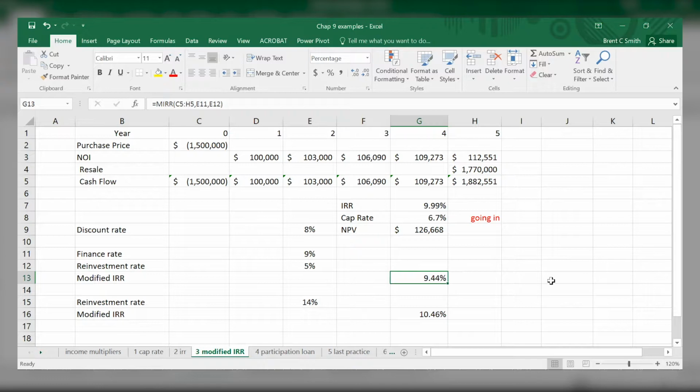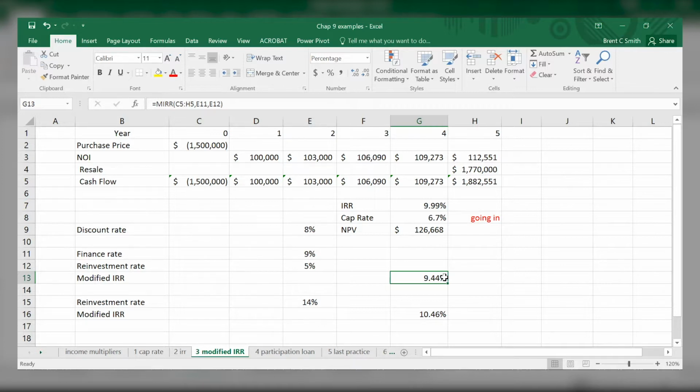Incorporating those new elements into the story, my IRR, as you can see, at 9.99 has now fallen in the modified realm to the 9.44. So we've lost about 50 bips. In the reality, that's relatively small.